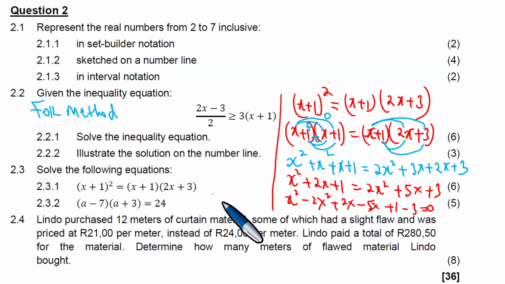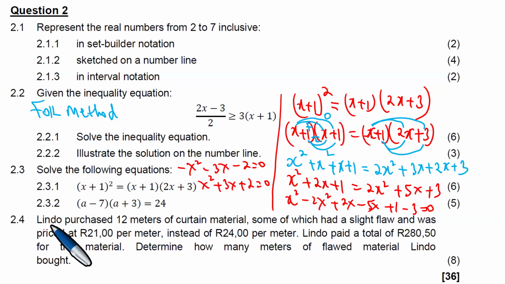So what is x squared minus 2x squared? It is exactly minus x squared. 2x minus 5x is minus 3x. Minus 2 equals 0. And this gives us exactly x squared plus 3x plus 2 equals 0.